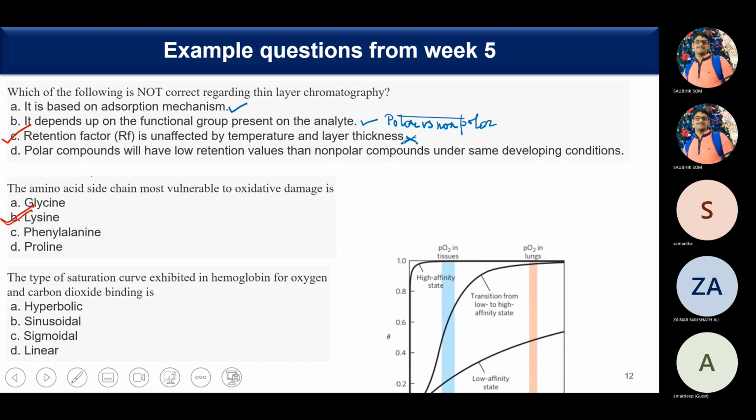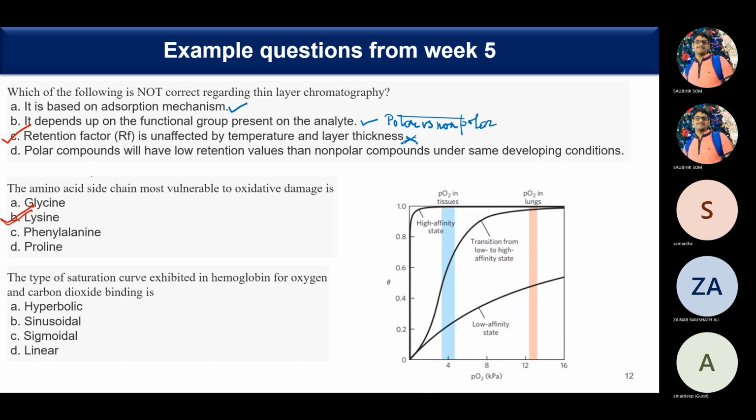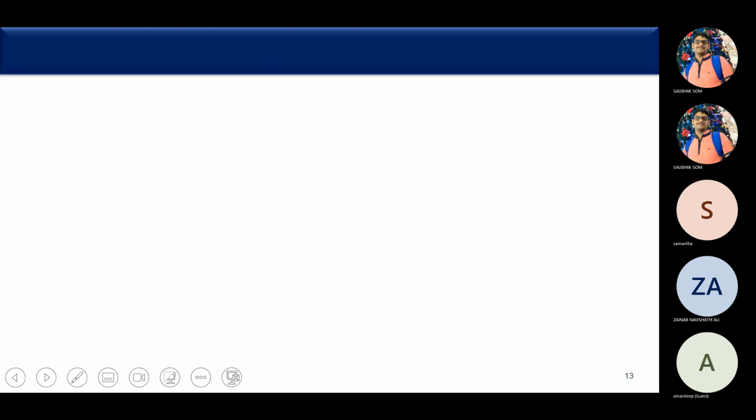The types of saturation curve are hyperbolic, sinusoidal, sigmoidal, linear. As you can see, this kind of binding is known, for hemoglobin binding to oxygen, as cooperative binding. Okay, so cooperative binding means that, as you know, hemoglobin is alpha 2 beta 2.